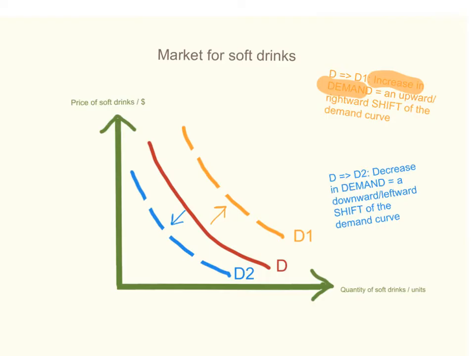And the opposite is true. A decrease in demand would be represented by a downward or leftward shift of the demand curve. So when demand decreases, it shifts to the left. Now remember, these are the non-price determinants of demand. When they change, they either increase or decrease demand. An increase in demand is represented by a shift to the right of the demand curve. A decrease in demand is represented by a shift to the left.